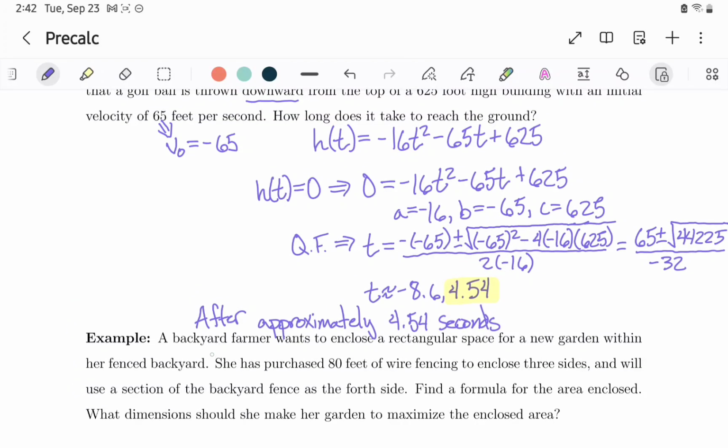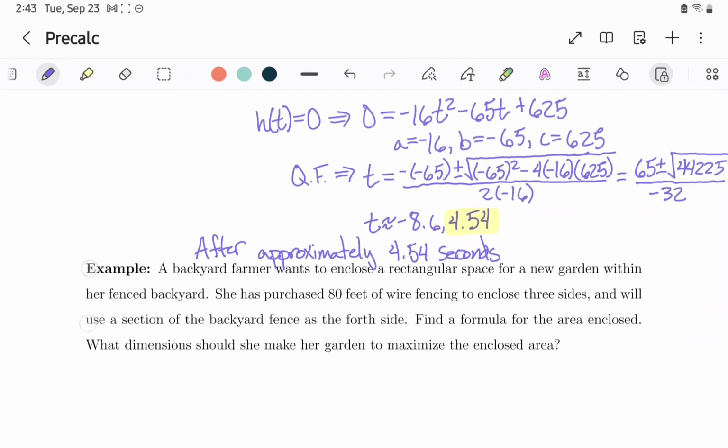Okay, moving on to our next example. So in the next example, we are told a backyard farmer wants to enclose a rectangular space for a new garden within her fenced backyard. And she has purchased 80 feet of wire fencing to enclose 3 sides and will use a section of the backyard fence as the 4th side. And so it wants us to find a formula for the area enclosed. And then on top of that, we want to use the formula to determine what dimensions she should make her garden to maximize the enclosed area.